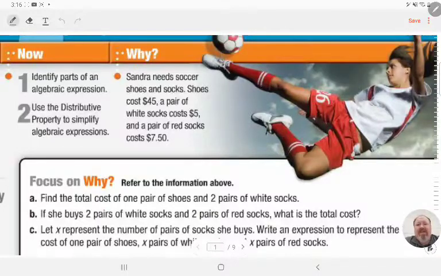All right, so today we are going to be looking at simplifying algebraic expressions. We're going to identify parts of an algebraic expression, and we're going to use the distributive property to simplify algebraic expressions.